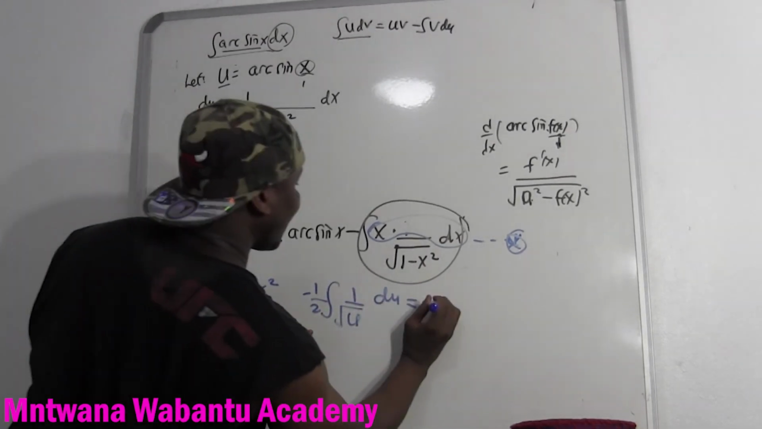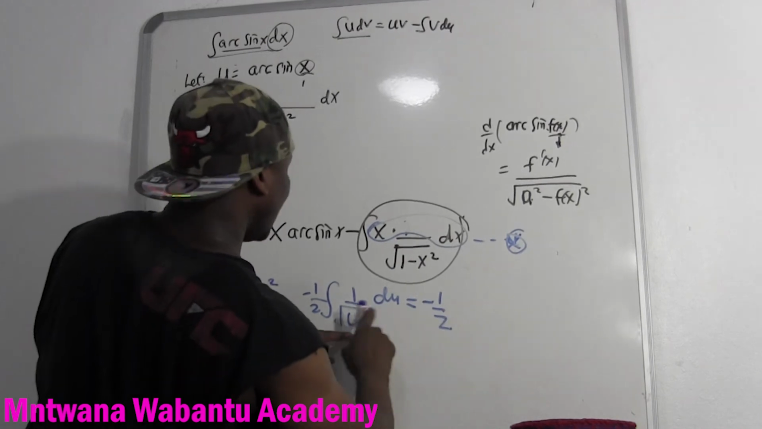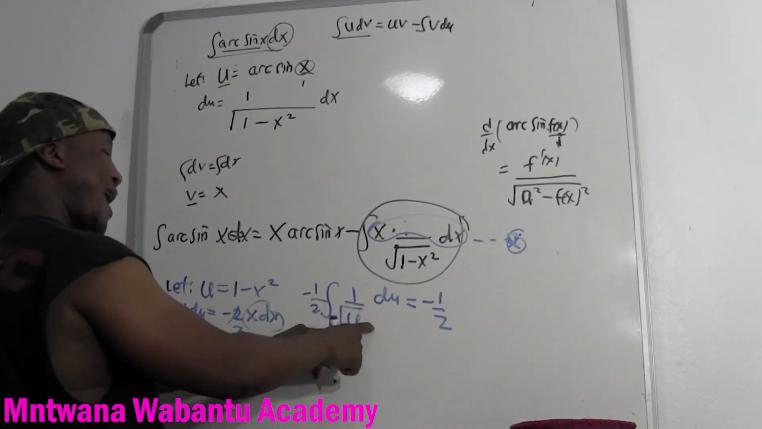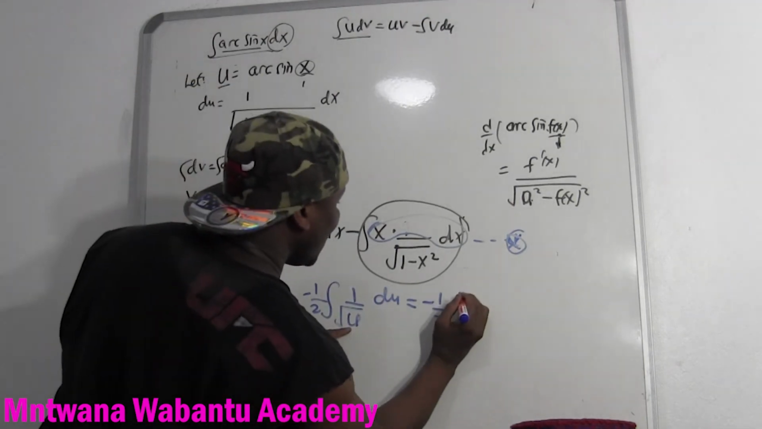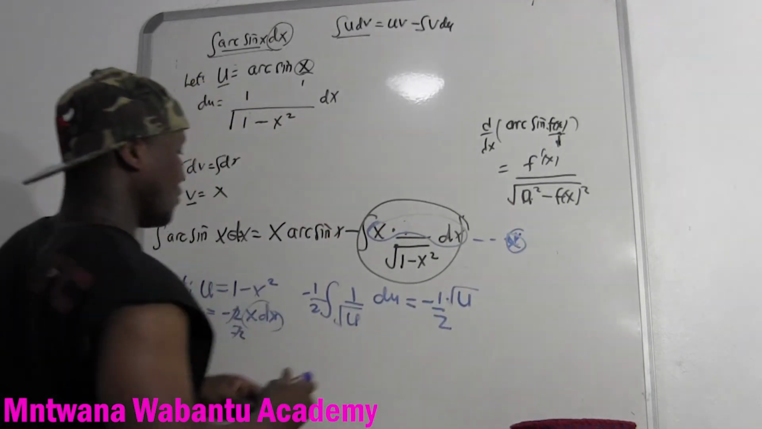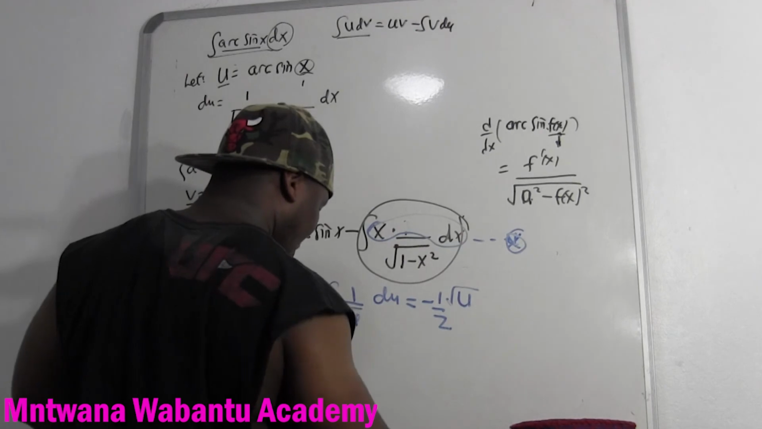So this equals negative a half, and then this is u to the a half. Take it to the top, u to the negative a half. Plus 1 is going to be u to the positive a half, which is the square root of u. You know what I'm saying? So that's going to be the square root of u.